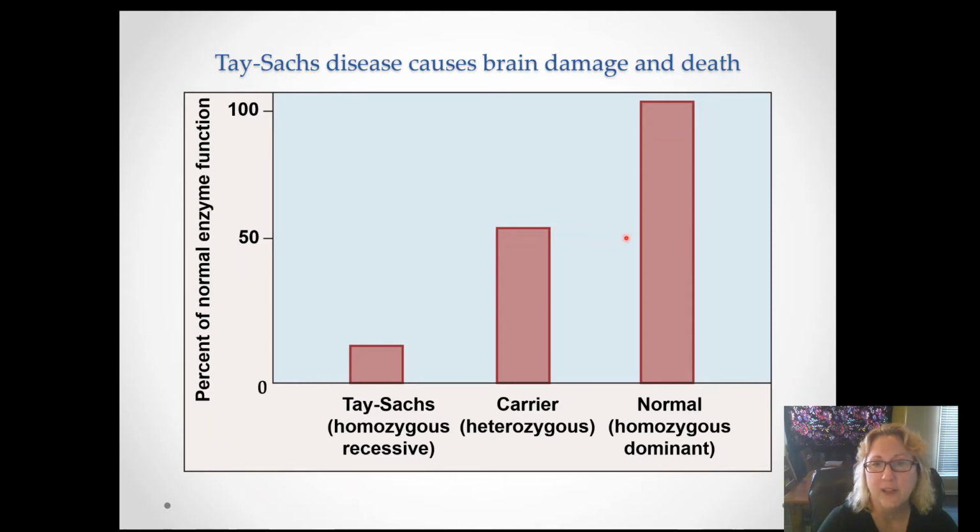So even though at the whole organism level it looks like the normal allele is completely dominant over the Tay-Sachs allele, in fact, there is a difference. And this is going to become important for some of the other alleles that are recessive genetic disorders that are weirdly not rare.